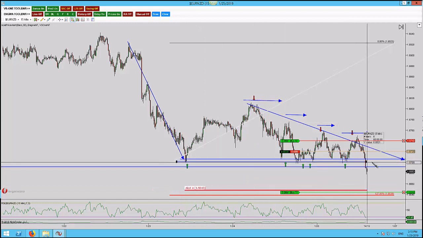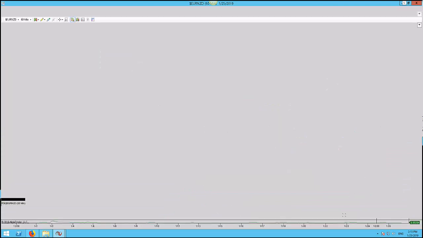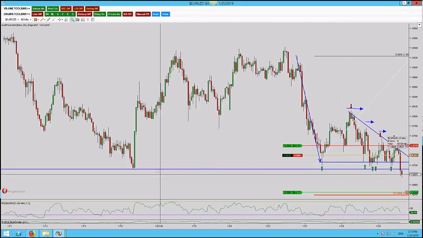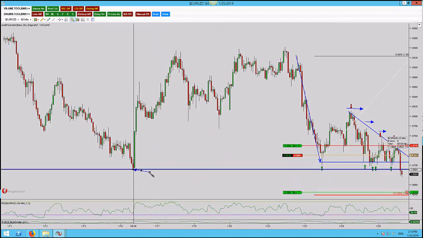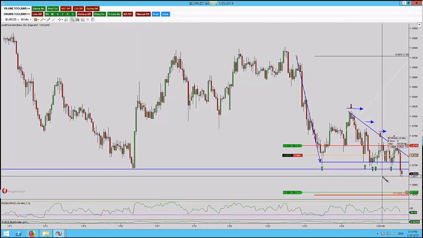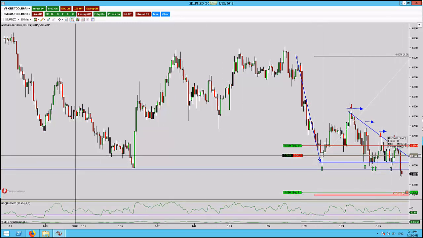Spoke about this structure level here. We have now broken and closed below it, and if I go out to the 60, you can see that this blue line here was the low of the structure level, and we now have a break below, close below. So the probability here of continuing down to hit targets has just increased quite significantly.